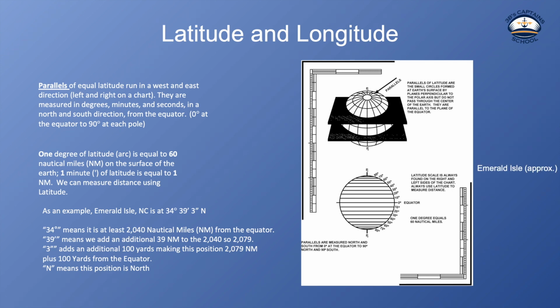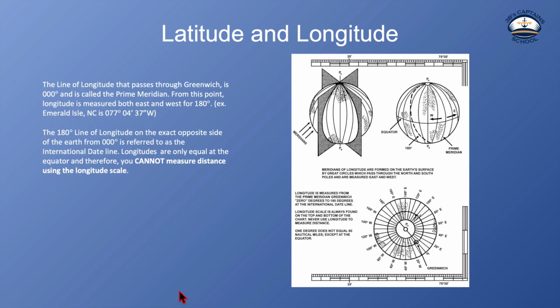So let's look at longitude. There's about where we're at for Emerald Isle. So let's look at these longitude lines. They run through the poles and they're measured east to west. The 000, or the first longitude line, we refer to as the prime meridian. It goes through Greenwich, England.